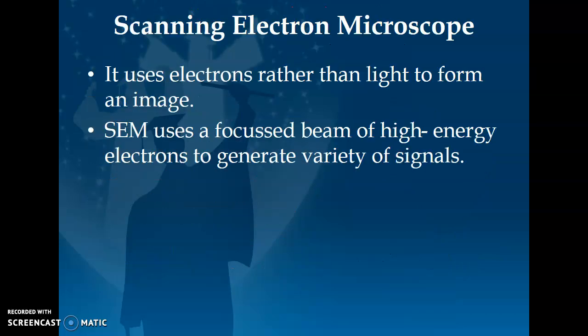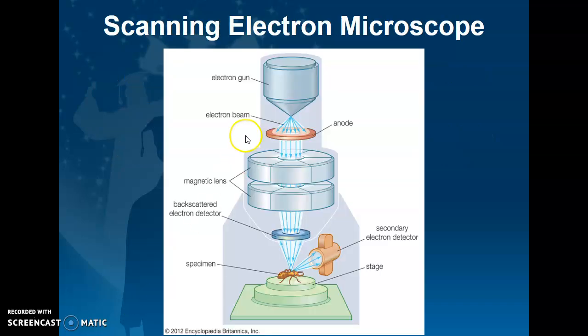Then the next type of microscope is the scanning electron microscope. It uses electrons rather than light to form images. Understood? As the name says, it uses a focused beam of high energy electrons to generate a variety of signals. We'll see the figure.